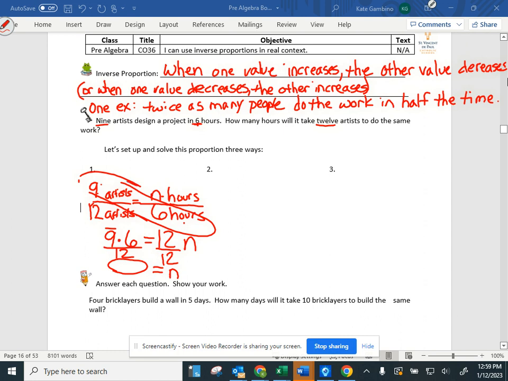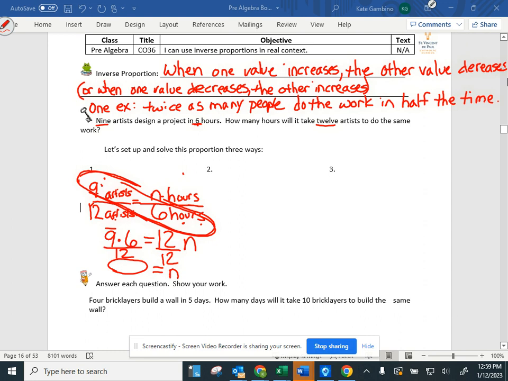So a big thing to remember is that cross. So 9 artists to 6 hours. If artists are on the left, artists are on the left, hours on the right, hours on the right. We line up those measurements vertically. And we match them up diagonally for the ones that go together. 9 artists to 6 hours, 12 artists, so we don't know how many.